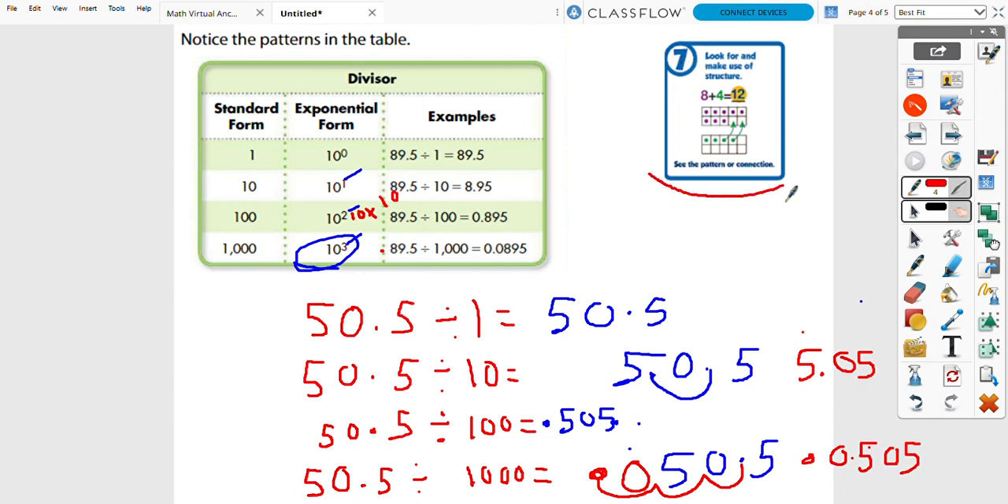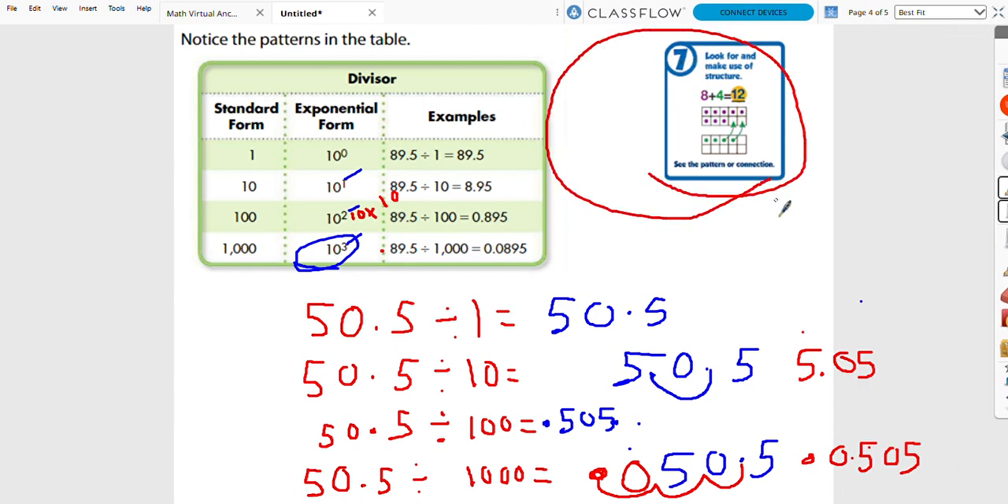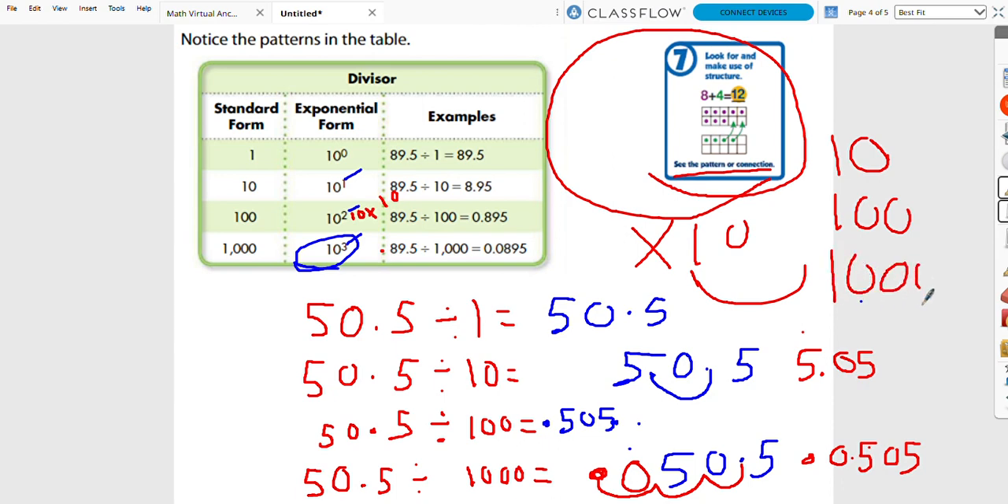So that's what we're doing today. This is math practice 7 in its finest. Look for and make use of structure. You're seeing patterns and connections. Remember, if you were multiplying by 10, you'd be going the other way. Look at the multiples of 10 you know so well. 10 times 1 is 10. 10 times 10 is 100. See your 2 zeros? 10 times 10 times 10 is 1,000. You're just adding those zeros. 10 times 10 times 10 times 10 is 10,000.